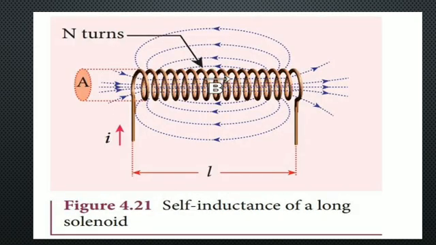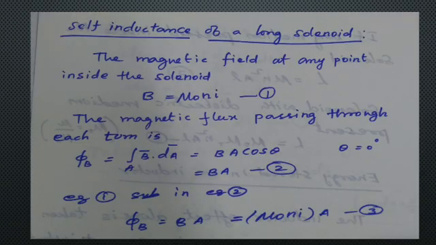Now see this, the self-inductance of a long solenoid. It has area of cross section A, it has n number of turns per unit length, and the length of the solenoid is L. When current flows through the solenoid, a magnetic field is produced around it. The magnetic field at any point inside the solenoid, because current is flowing, is B equal to mu naught n i.